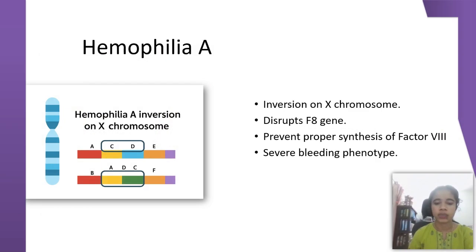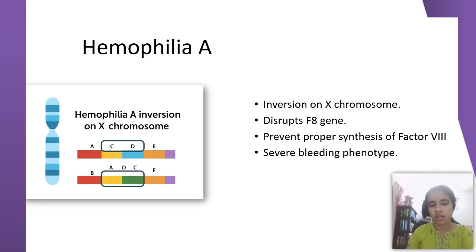Now let's move on to a condition that is caused due to inversion, that is hemophilia A. Hemophilia A is a bleeding disorder where the blood can't clot properly because one of the important proteins, factor 8, is missing or doesn't work properly. It's like trying to build a brick wall without cement. Without cement, you cannot make a structure, right? The structure will not hold without the cement.